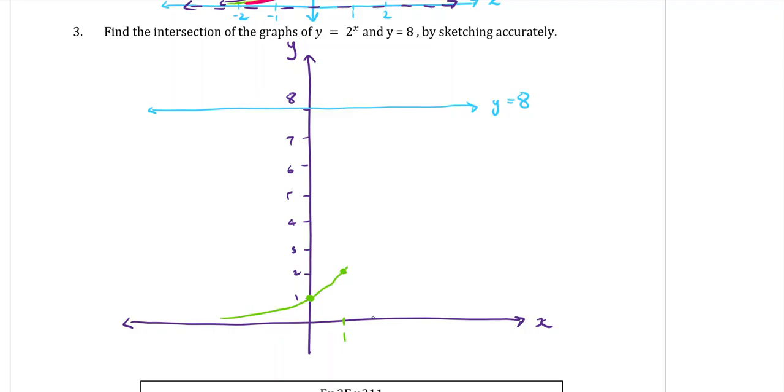So if I go to 2, 2 to the power of 2 is 4, still not big enough. If I go to 3, 2 to the power of 3 is 8. So that's when it will hit the line. So by drawing my somewhat accurate graph, I know that this point of intersection, which I'm going to go POI, which stands for point of intersection, is the point (3, 8).